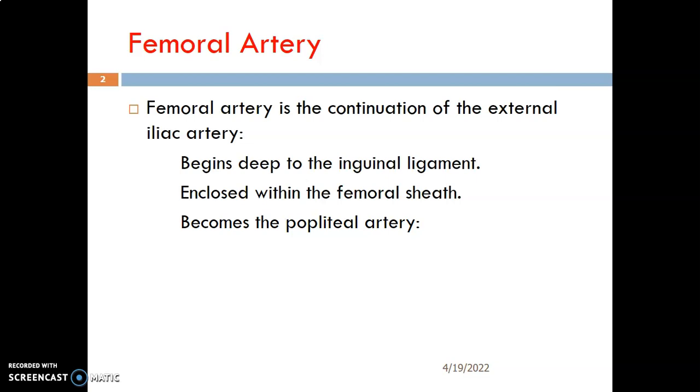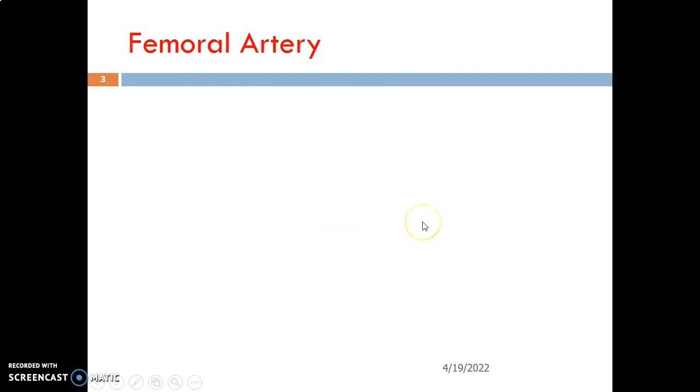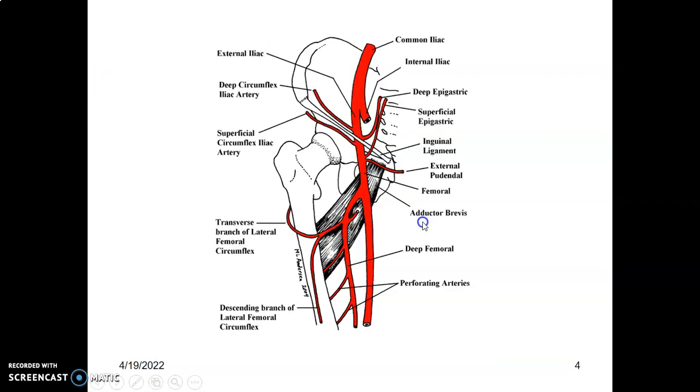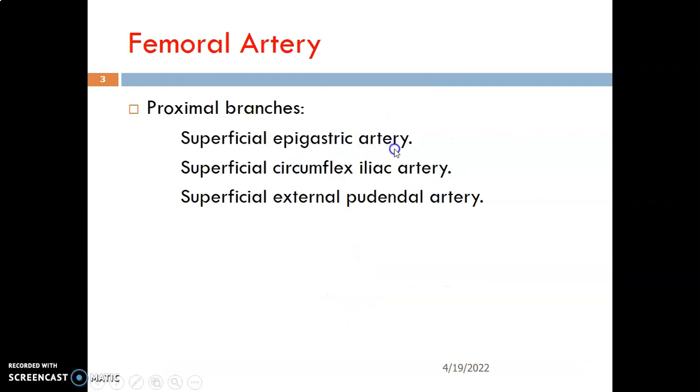So the femoral artery, what's the origin? It's a continuation of the external iliac artery deep at the mid-inguinal point. That's the midpoint between the anterior superior iliac spine and the pubic symphysis. Usually it's enclosed within the femoral sheath, in the lateral compartment of the femoral sheath, and later on it becomes the popliteal artery at the adductor hiatus. It has several proximal branches such as superficial epigastric artery, superficial circumflex iliac artery, and superficial external pudendal artery.